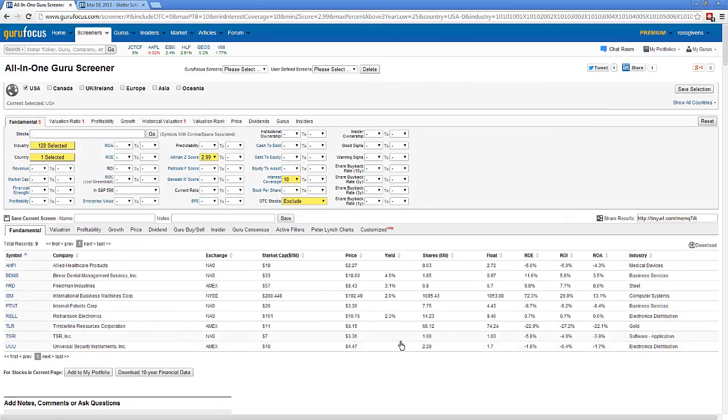So that's cheap. So how many of you are dividend investors? Any of you guys big on chasing yield, dividend investors looking for something that you don't have to pay an arm and a leg for? You can scan for this as well.